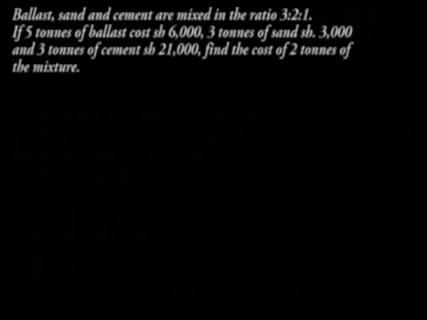Finally, ballast, sand and cement are mixed in the ratio 3 to 2 to 1. If 5 tons of ballast cost 6,000, 3 tons of sand cost shillings 3,000, and 3 tons of cement cost 21,000, find the cost of 2 tons of the mixture.